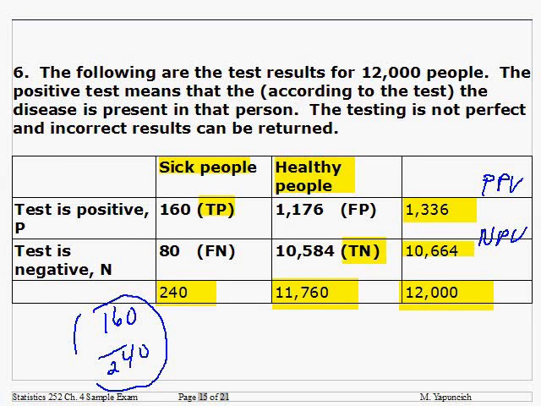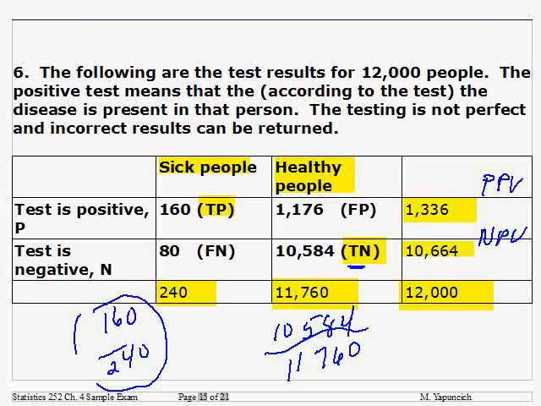What's the probability that a healthy person scored negative? These are for the true negatives. Well, there were 10,584 negative tests for healthy people. Total number of healthy people, 11,760, and that's your answer in that case. So the calculations that you'll have to do for the contingency table will be spelled out. You do not have to know the word sensitivity, positive predictive value, or any of those others.